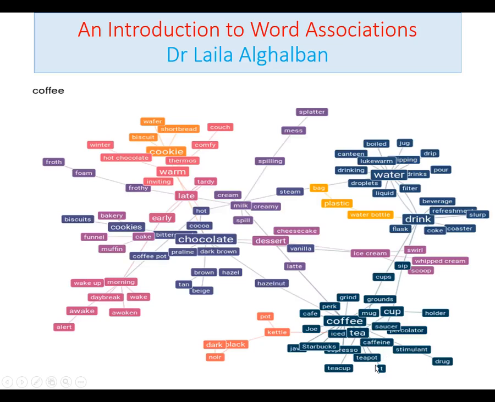We collected them this way, and we find that for coffee we can see the words mug, cup, grind, cafe. We have iced tea, teapot, kettle, dark, black. All these are words related to coffee. Then we have the word drink, and we drink coffee. What words are associated with drink? We have beverage, refreshment, coke, water. And the word water also has a number of associated words such as filter, liquid, drinks, pour, jug, drip, canteen, and so on.